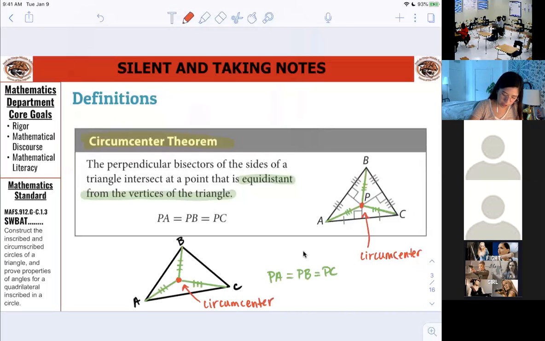So just making it a little bit simpler than the diagram that they showed you. Does this help? Yes? A little bit better? Okay. So this is the circumcenter theorem. Does anyone still need a couple seconds to write it down? No? Okay.